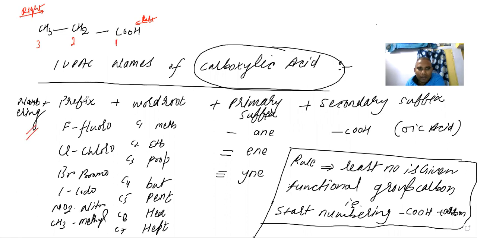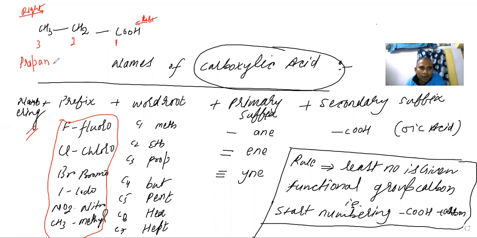Now that we did the numbering, we have to write the name of the prefix. There is no prefix; these types of groups are not there in the given compound. So we start from the word root. How many carbons are there? 3 carbons, so we write prop. Then what kind of bond is there? Single bond, so that is propane.